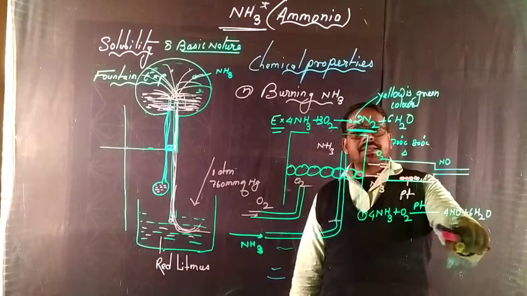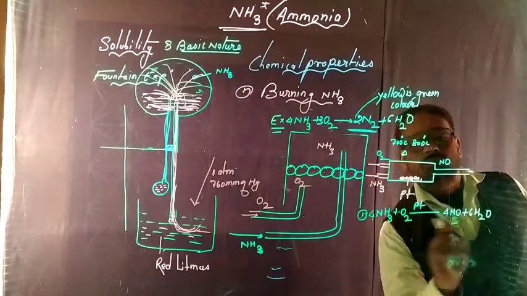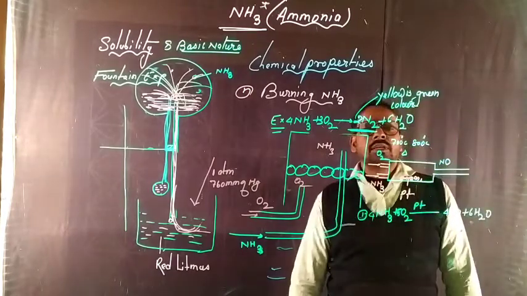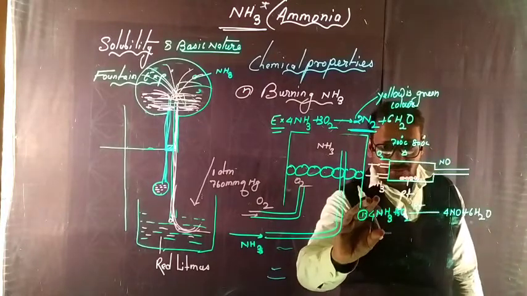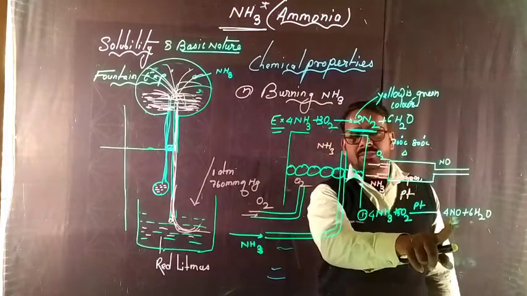How many oxygen? 4 and 6, 10, means you have to put 5 oxygen molecules. 4, 6, 10, yes, 5. You will get the balanced equation. In this process, the burning of ammonia happens in 2 steps. First step, you will get the nitric oxide.